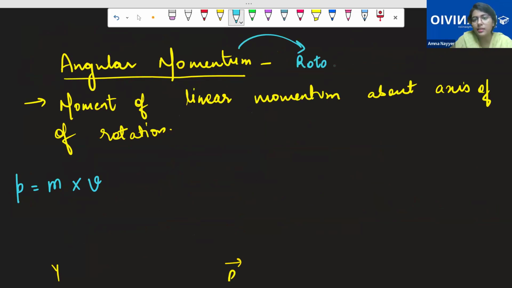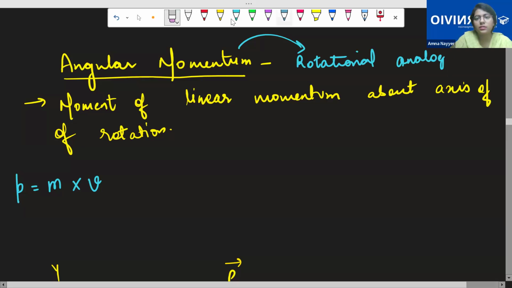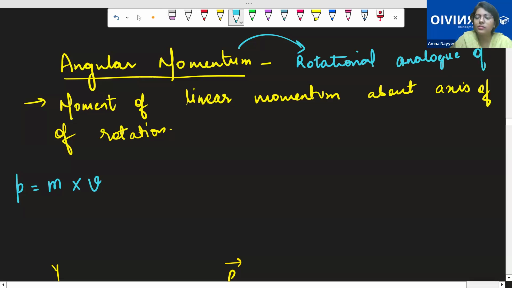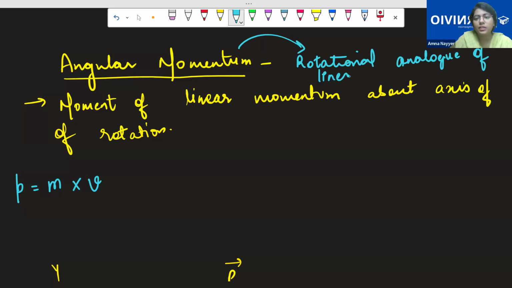I'll write it here. Rotational analog of linear momentum. This is linear momentum. Basically, whatever work the linear momentum is doing in translation, that same work is being done by the angular momentum.